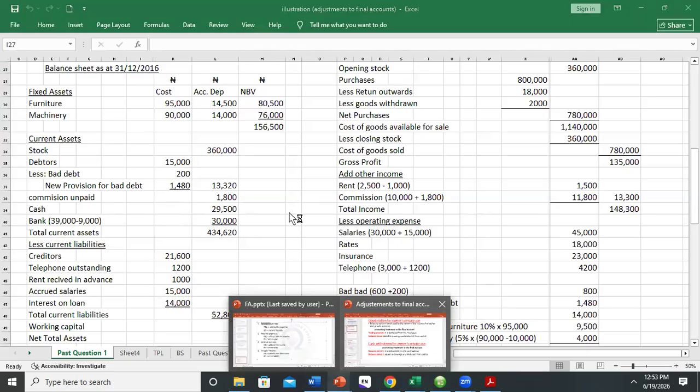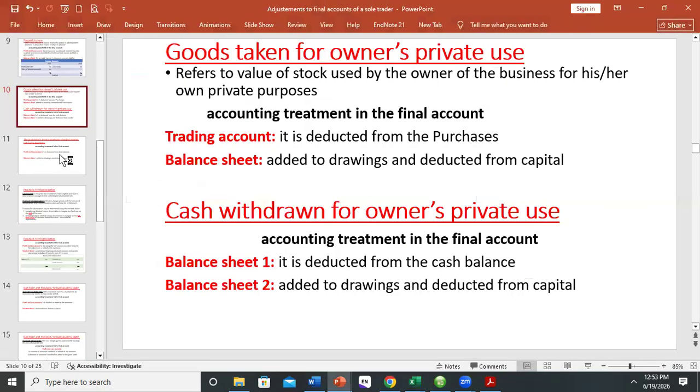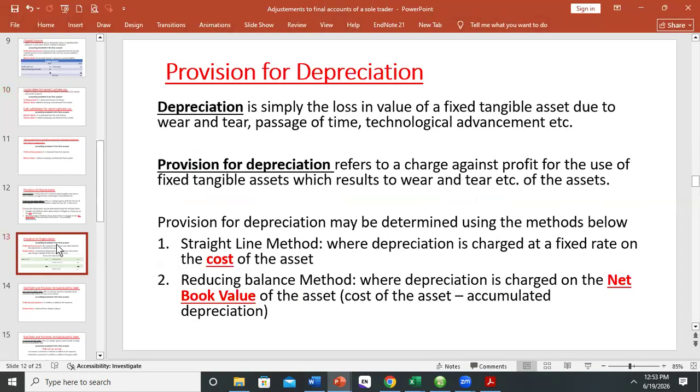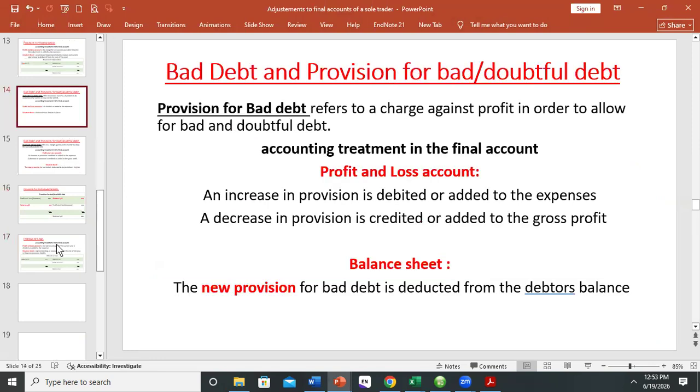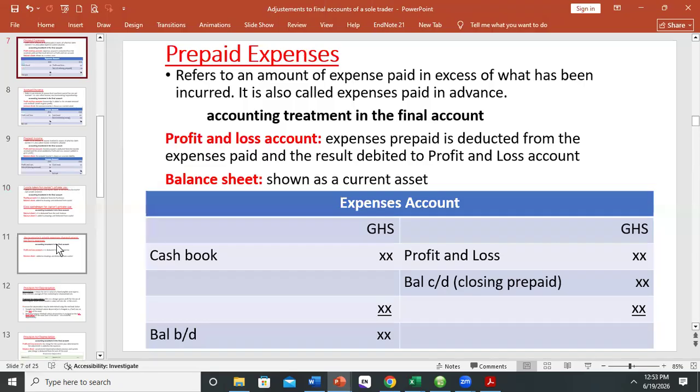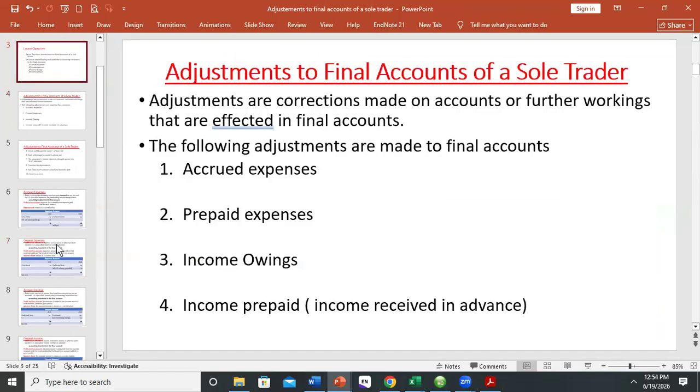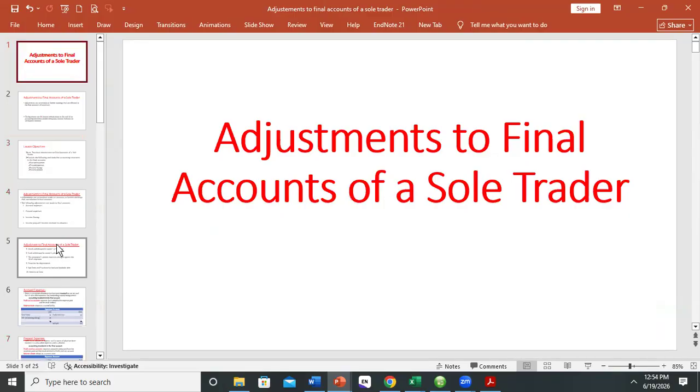Well, for the purposes of not confusing you, I think I would postpone the depreciation, the provision for bad debts, and the interest on loan to our next meeting, God willing, next week. So let me hold what we have done so far. We have looked at 7 of them, right? So you can revise around it. You can even begin to solve examples in past questions or in your textbooks. Then you bring up any question.